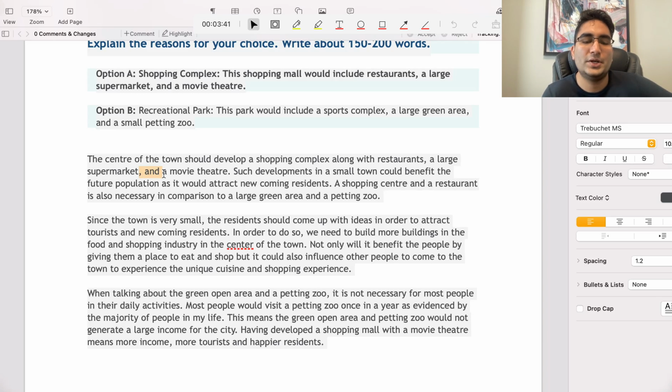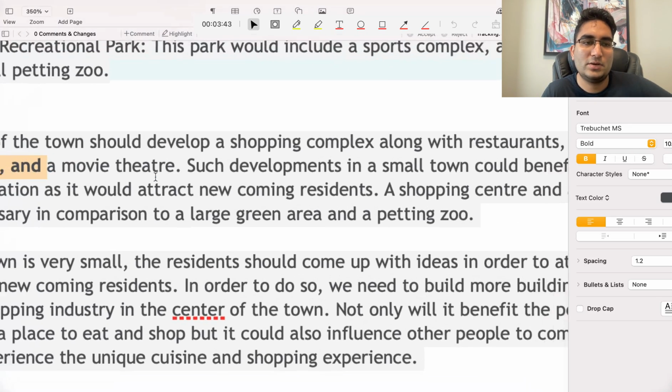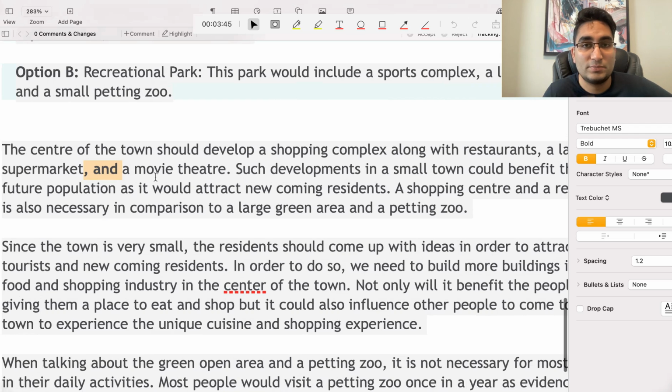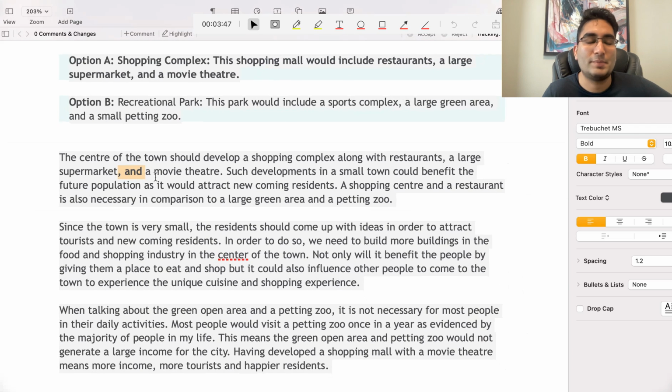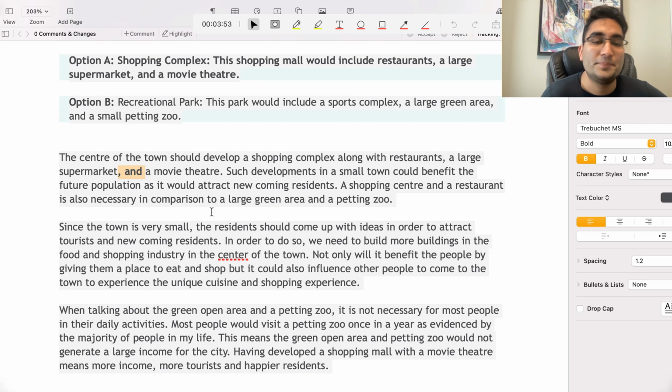You know, this thing right here. What a lot of people do is they don't put a comma before "and." Guys, before "and" we should put a comma, especially if you have a list like restaurants, a large supermarket, and a movie theater. So I appreciate that. That's cool. All right. Such developments in a small town could benefit the future population as it would.